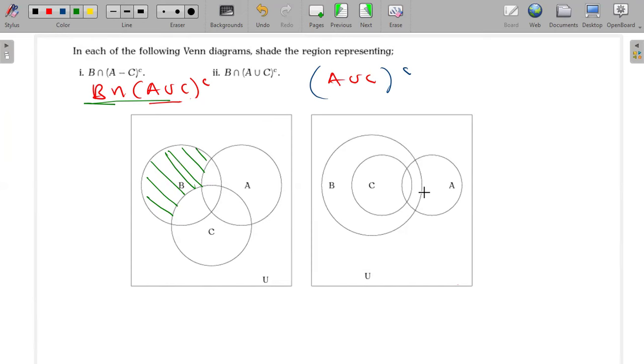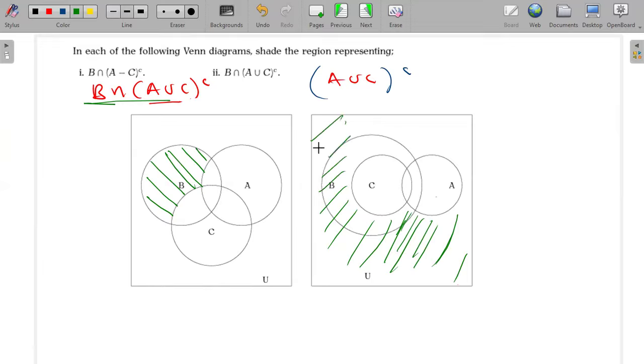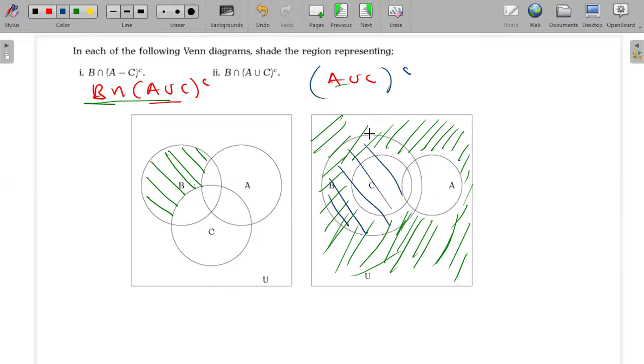Okay, the next we do it here. So you have A union C complement. That is going to be outside here. Okay, so this here is going to be our A union C complement. And then we have to intersect this now with the set B. So I shade the whole set B and just check where those lines have crisscrossed.